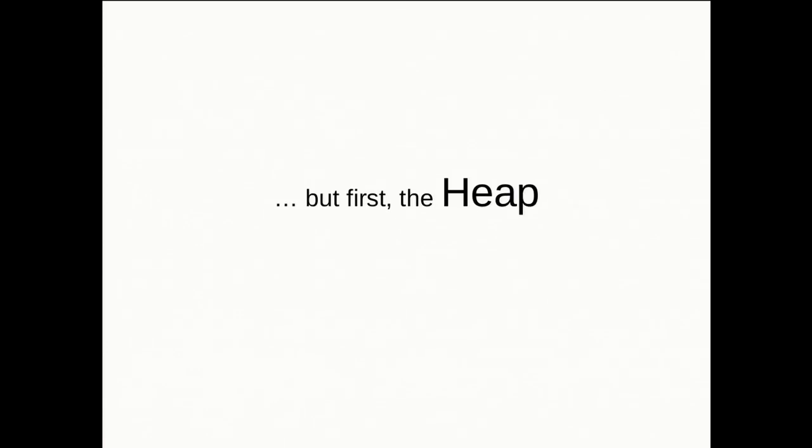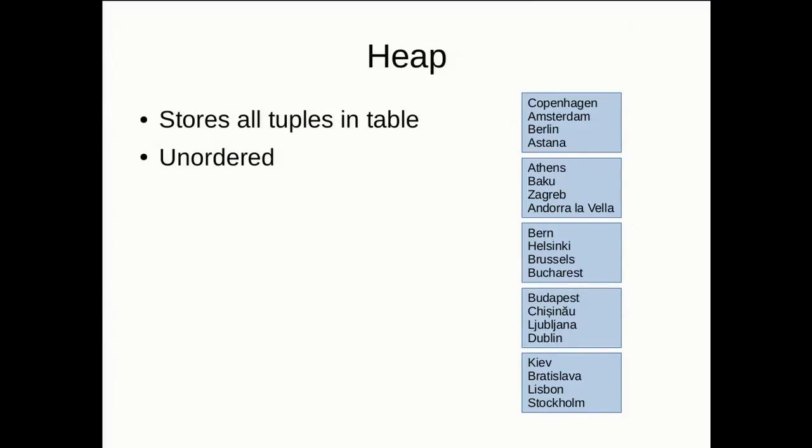But before we go into the indexes, I want to talk about the heap. The heap is where we store all the rows in your table. So when you do a create table, you get a heap. It's unordered, so if you do an insert, the new tuple goes wherever, usually at the end, until you delete something and you make space. But it's randomly ordered.